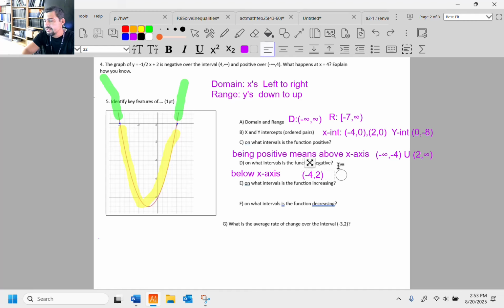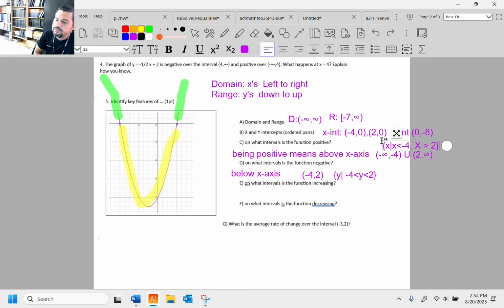Now, you know, if you like set builder, all values of x such that -4 less than x less than 2, you might be that kid. Up here, if you like set builder, that'd be all values of x such that x is less than -4, comma, x is greater than 2. Close off the curly braces. But you pick whichever one you like. Just make sure you comprehend them.